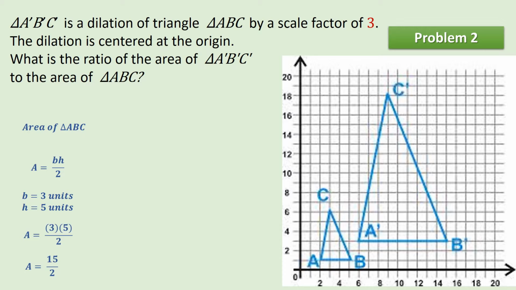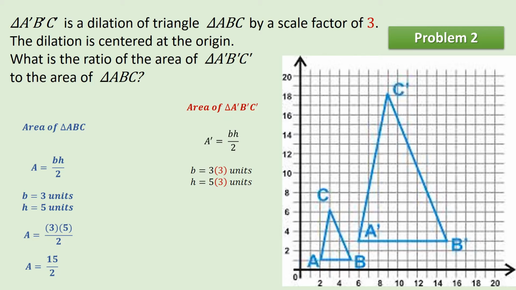Alright. Now, let's look at triangle A prime, B prime, C prime. We want the area of it. Get the formula. Now I'm going to do something weird here. I'm not going to count. I could do that, and you might want to count and find out what it is. I'm going to take the original information. The base for ABC was 3, and the height for triangle ABC was 5, and I'm going to multiply them by the scalar.